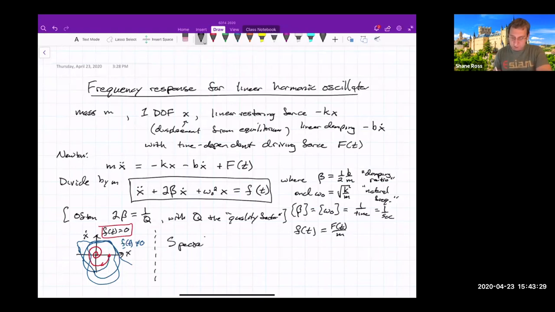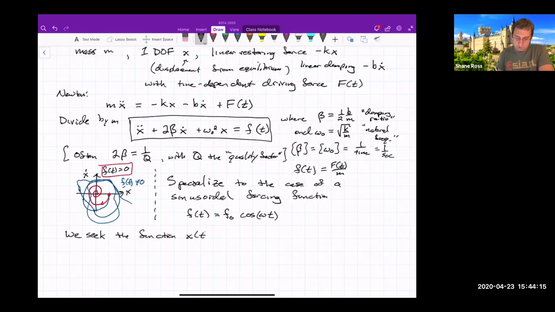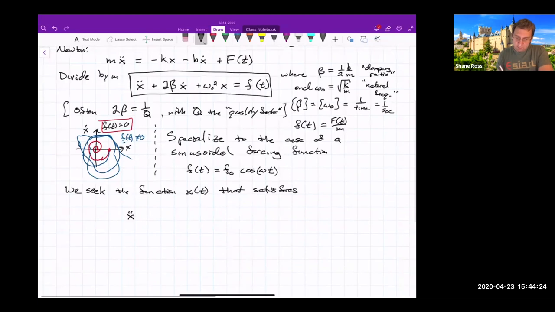So we're going to specialize to the case of not just periodic, but sinusoidal forcing function. So f of t is f naught cosine omega t. We'll go with something of that form. So now we're going to seek the function x as a function of time that satisfies this time-dependent ODE: x double dot plus two beta x dot plus omega naught squared x equals f naught cosine omega t.